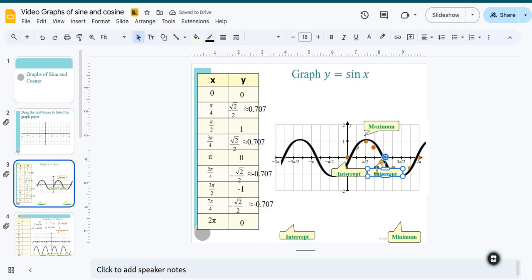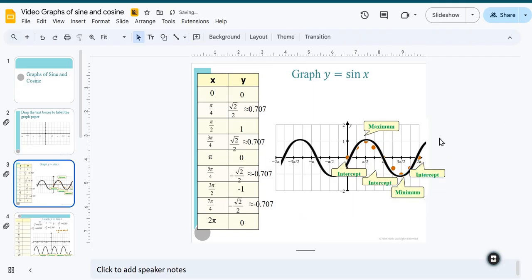I'm going to move this down a little bit just so that we can continue to see. Then we have our minimum value at -1. And then also notice that we are going to end at an intercept as well. So the pattern that our sine graph is going to have is 0.